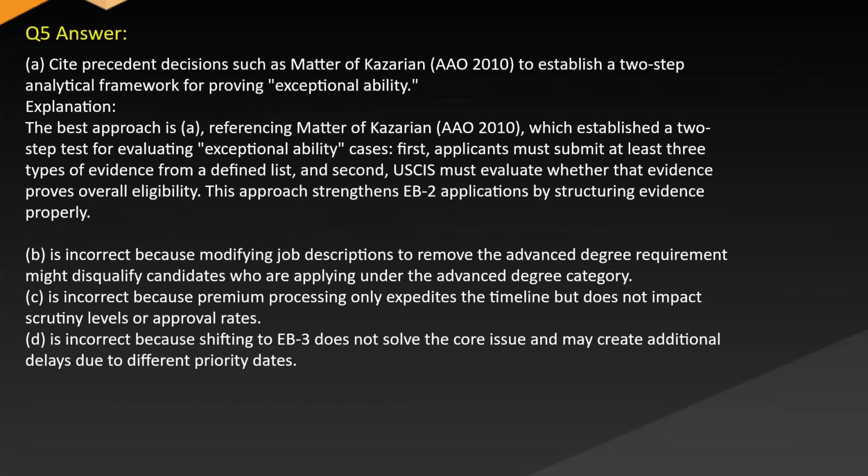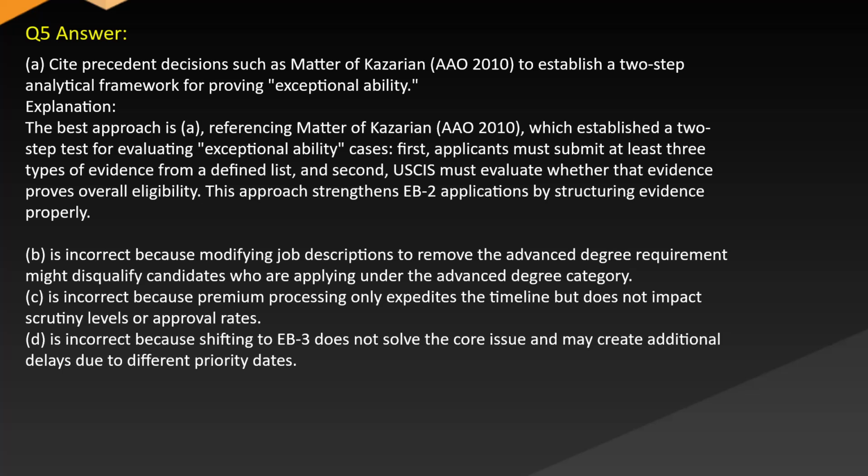Answer. A. Cite precedent decisions such as Matter of Kazarian (2010) to establish a two-step analytical framework for proving exceptional ability. Explanation. The best approach is referencing Matter of Kazarian (2010), which established a two-step test for evaluating exceptional ability cases.